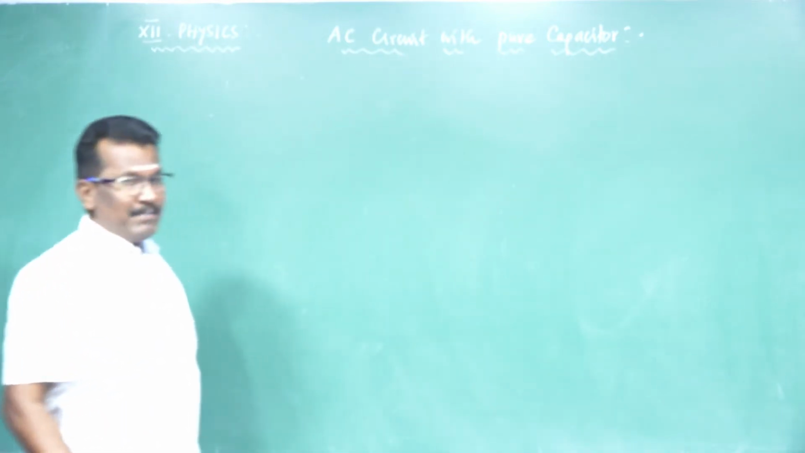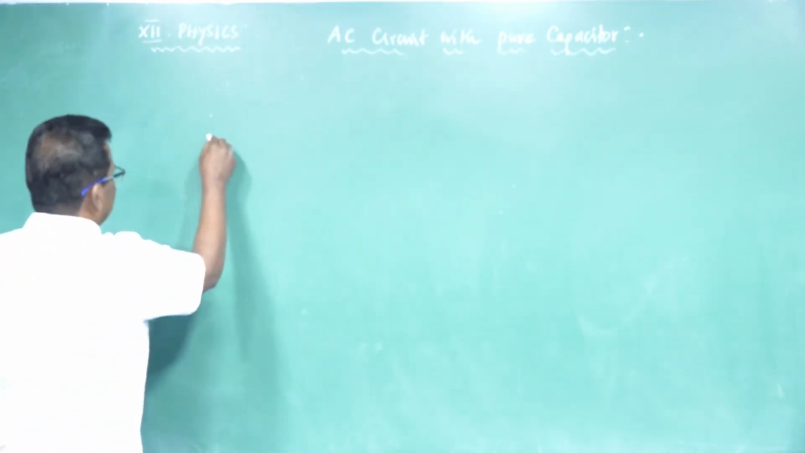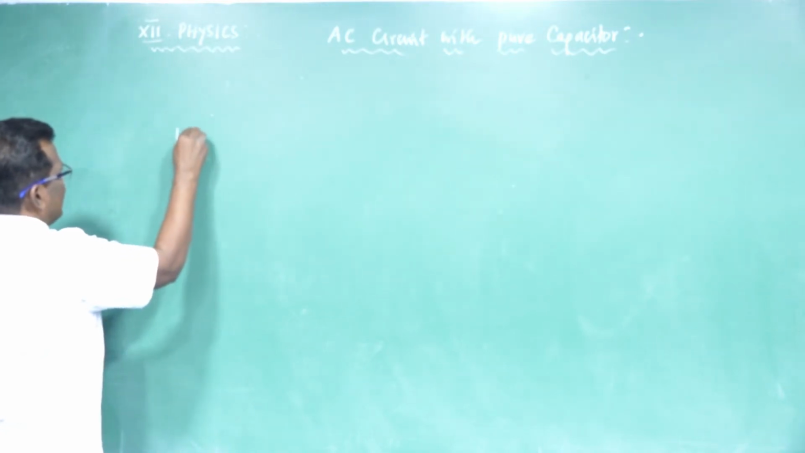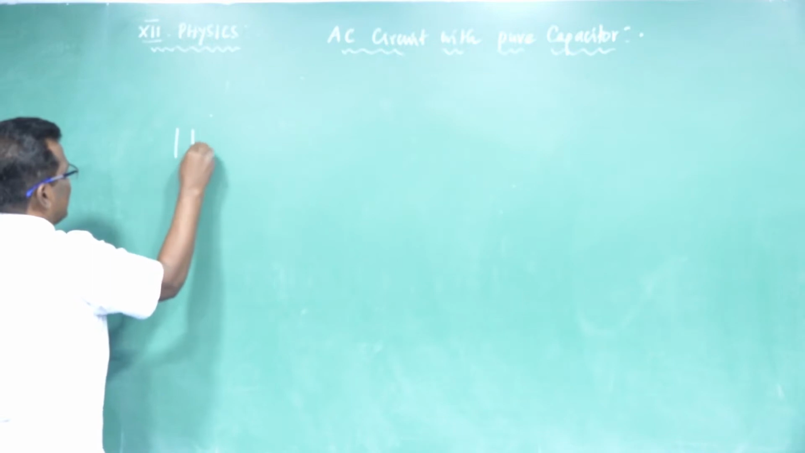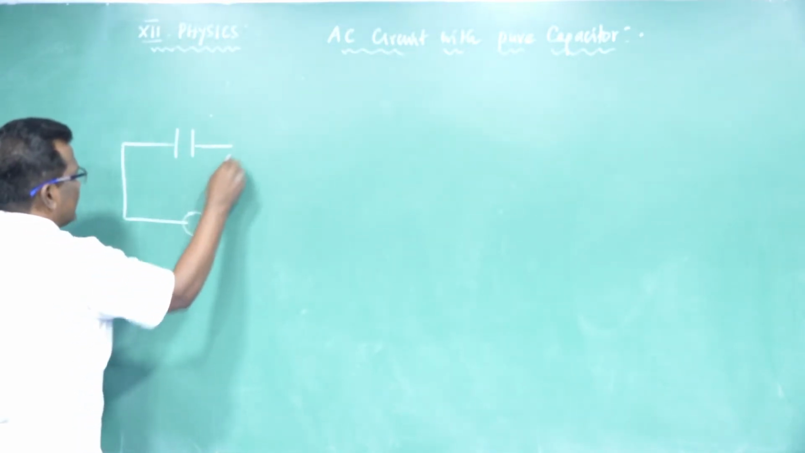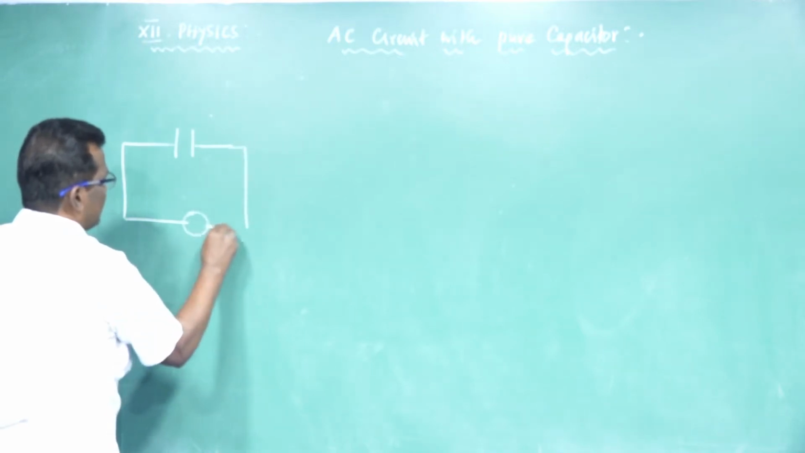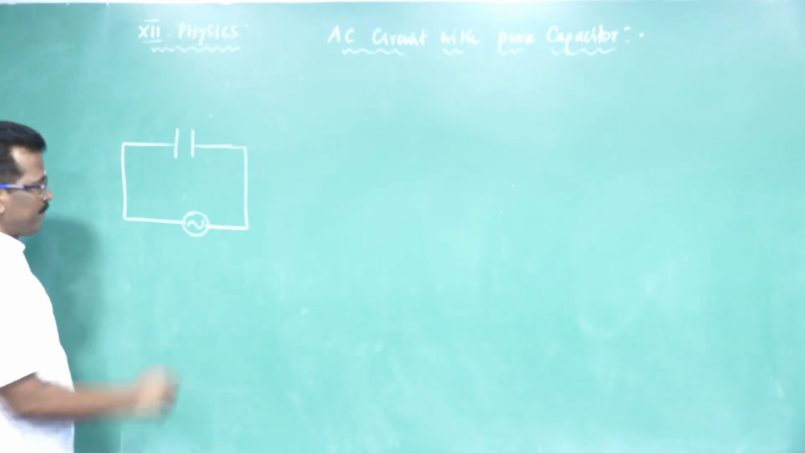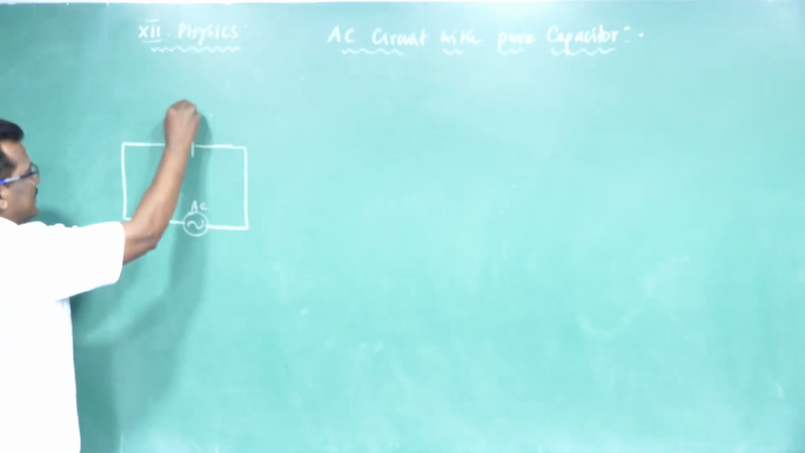Okay, let me consider a simple circuit of AC along with a capacitor. This is the capacitor connected to AC. This is the source of AC. This is the capacitor.